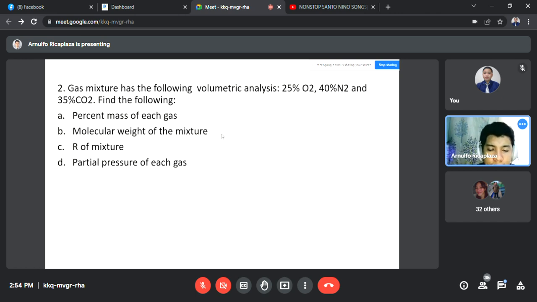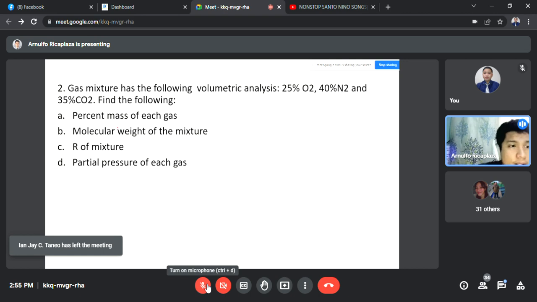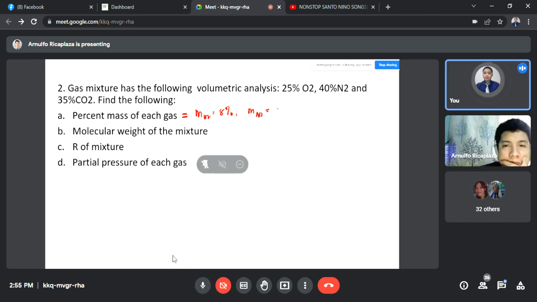Okay, what are the answers, guys? Let's start with letter A. For A, sir, the oxygen is 8%? Yes, sir. Okay, then what is your nitrogen, the N2? N2 is 11.2 percent, sir. Your CO2 is 15.4.